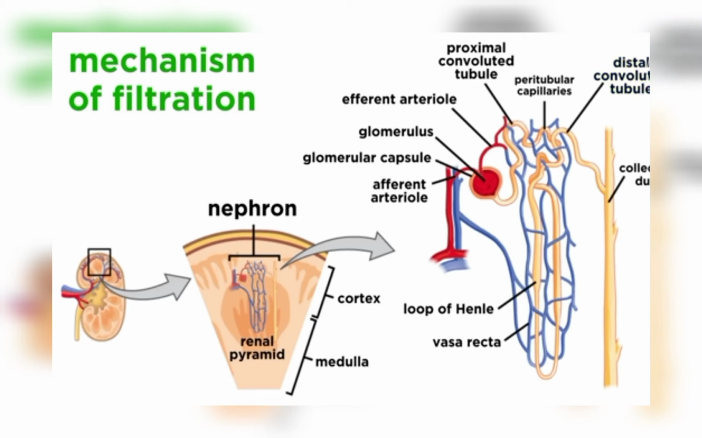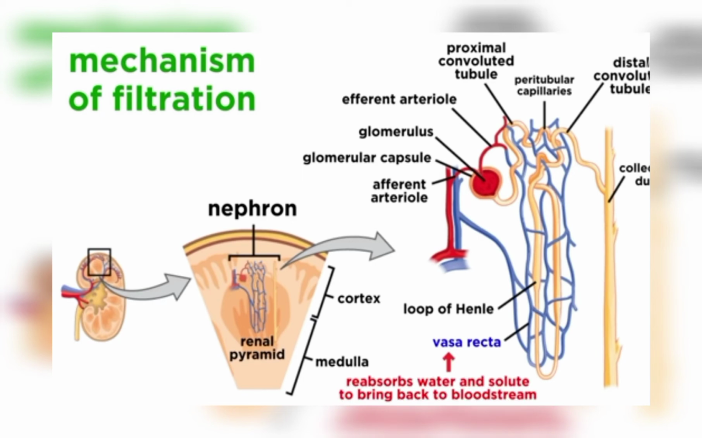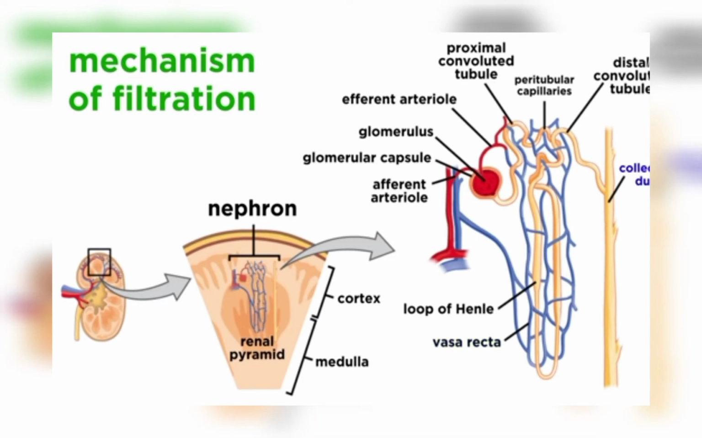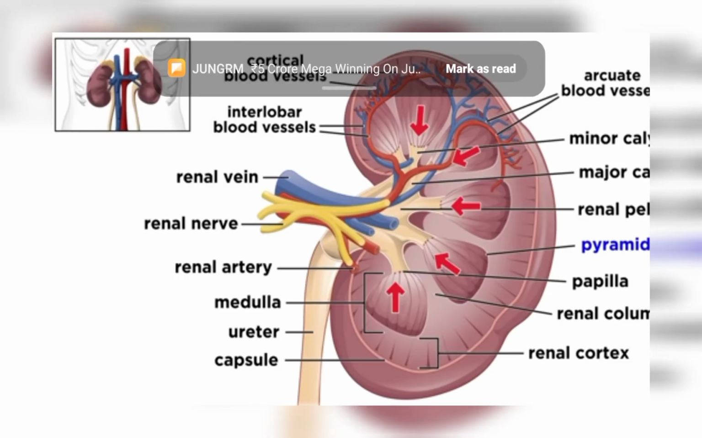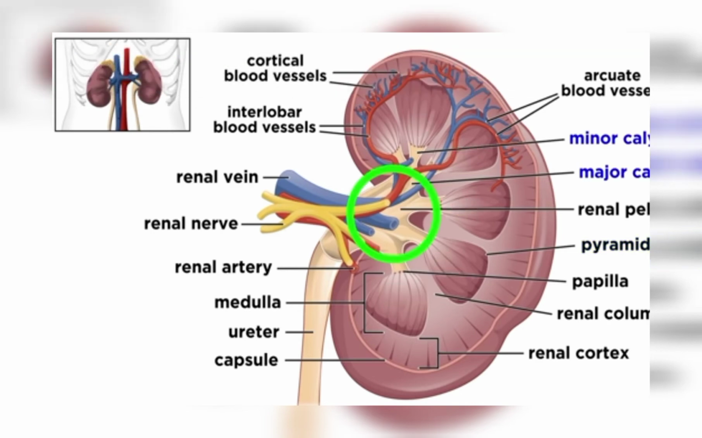Filtrate will pass through all of these while being processed, reabsorbing water and solutes to go back to the bloodstream, and what is left after this will empty into a collecting duct, each of which collects filtrate from many tubules. These run down the medullary pyramids, fusing as they go, and finally deliver urine in the calyces.